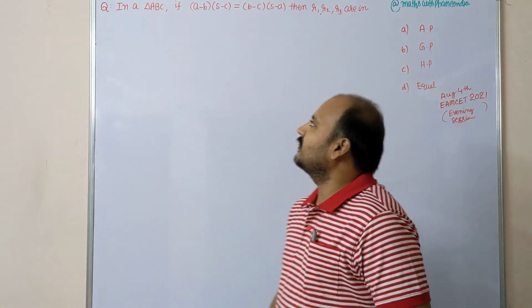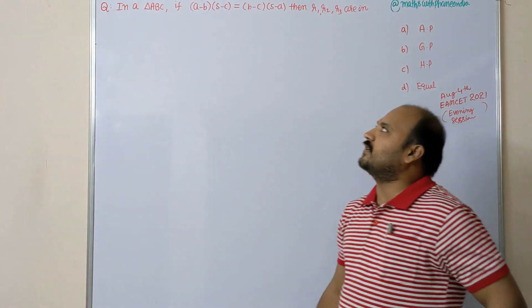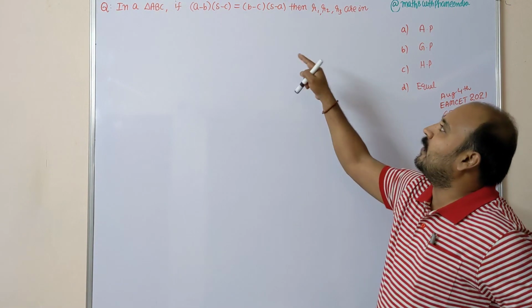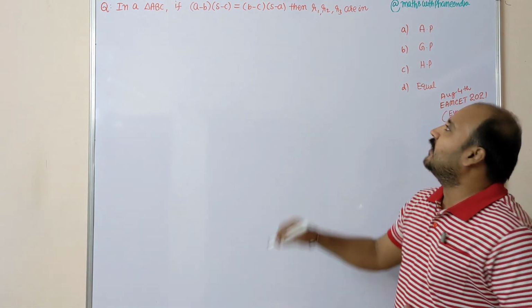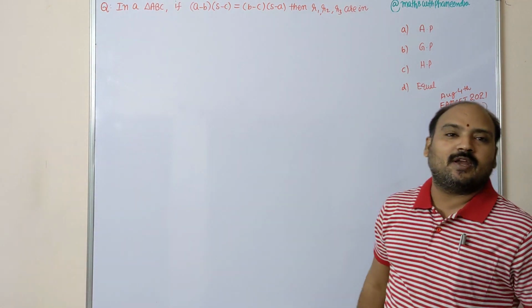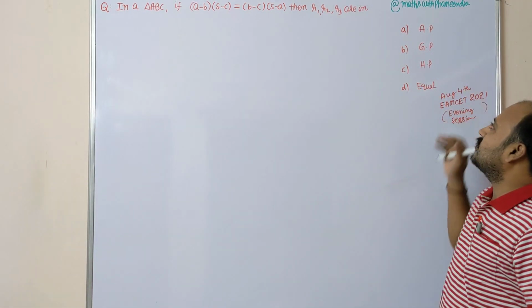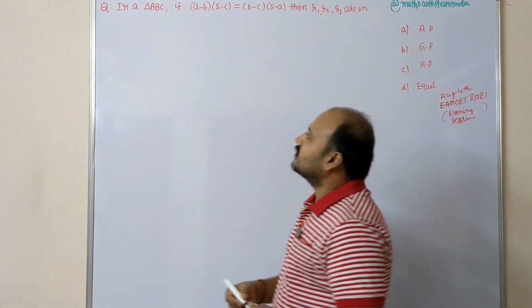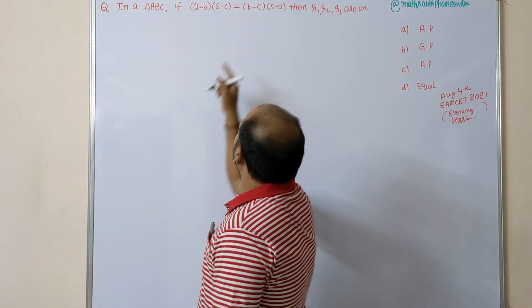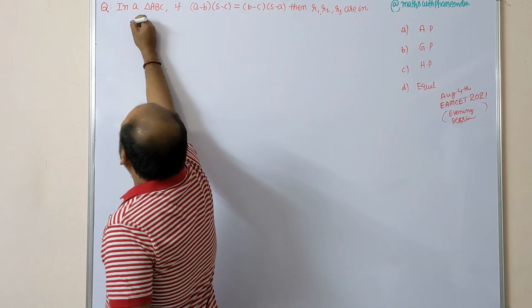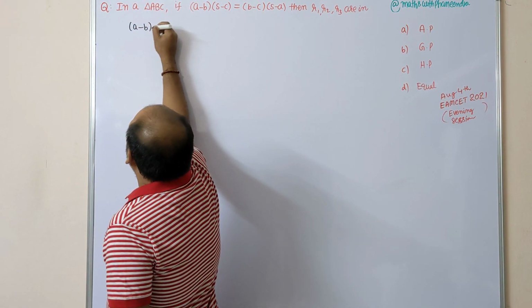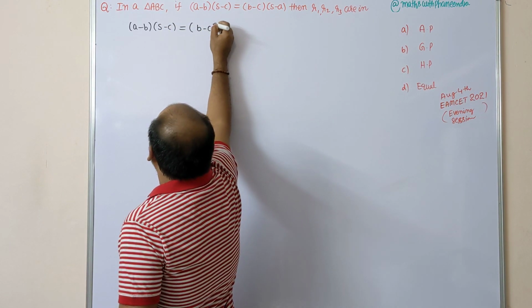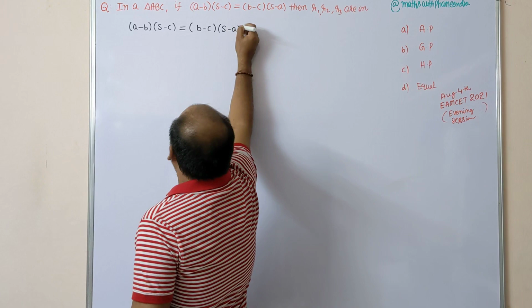The next question. In a triangle ABC, if (a minus b)(s minus c) equals (b minus c)(s minus a), then r1, r2, r3 are in arithmetic progression, geometric progression, harmonic progression, or equal. These are the options. What is the given condition, dear students? Here the given condition is (a minus b)(s minus c) is equal to (b minus c)(s minus a).